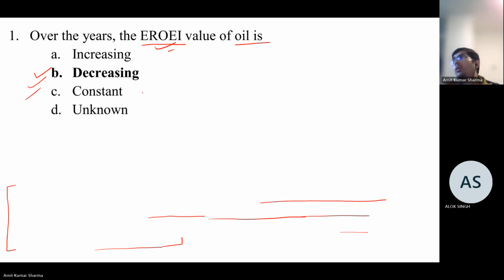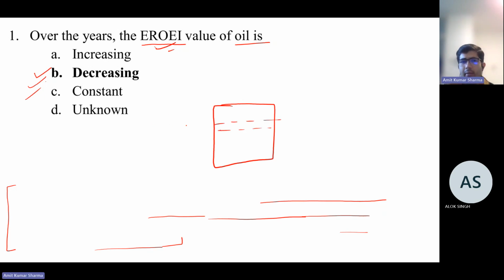Okay, so total energy. Suppose, as I told you, there is a tank. So this is the tank, and in this tank oil is filled. Now you want to extract the oil. How can you extract it? Either you can do it by hand, but it's not possible because you need so much oil.